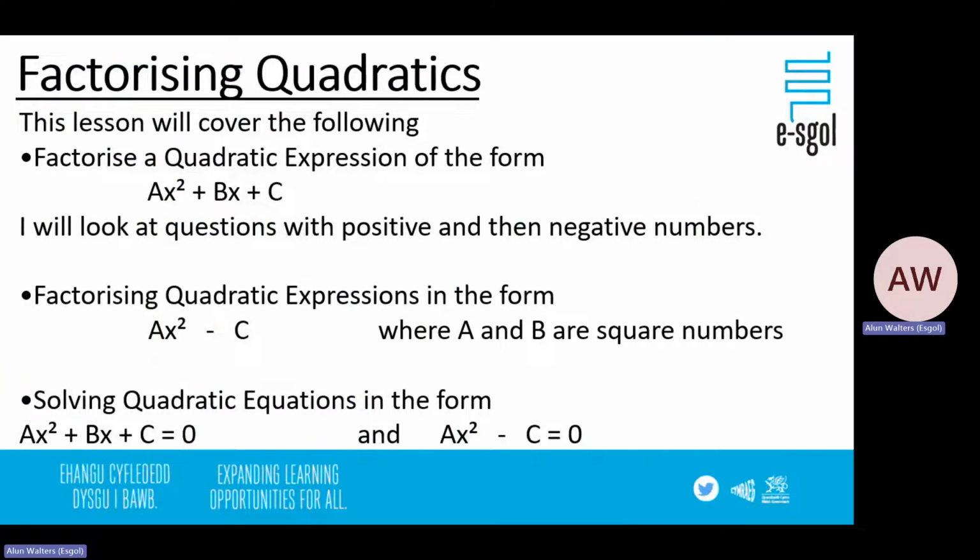So 3 parts to the lesson. The first part, we're going to be factorizing a quadratic expression, and they always look like this, where you've got a number in front of an x squared, a number in front of an x, and a value. Okay, we're going to look at positive numbers, then we're going to look at negative numbers, then we're going to look at something called the difference of 2 squares, where the middle term disappears, and both a and c are square numbers, and there's a negative sign in between them.